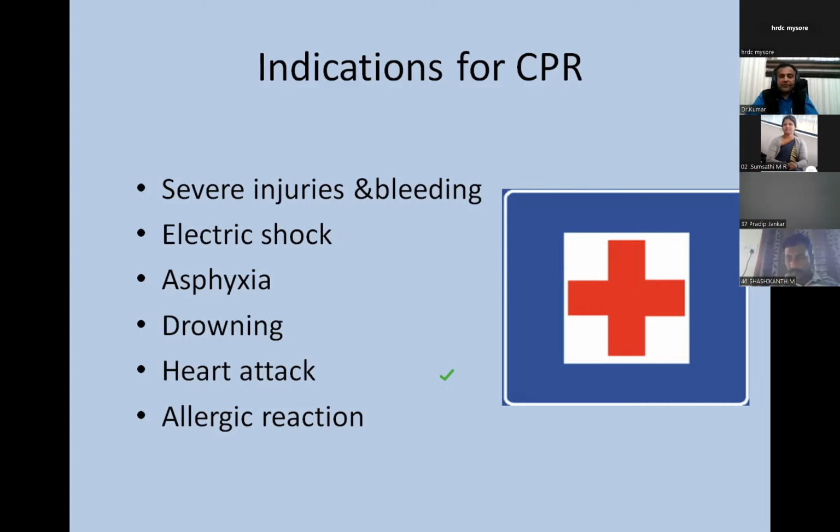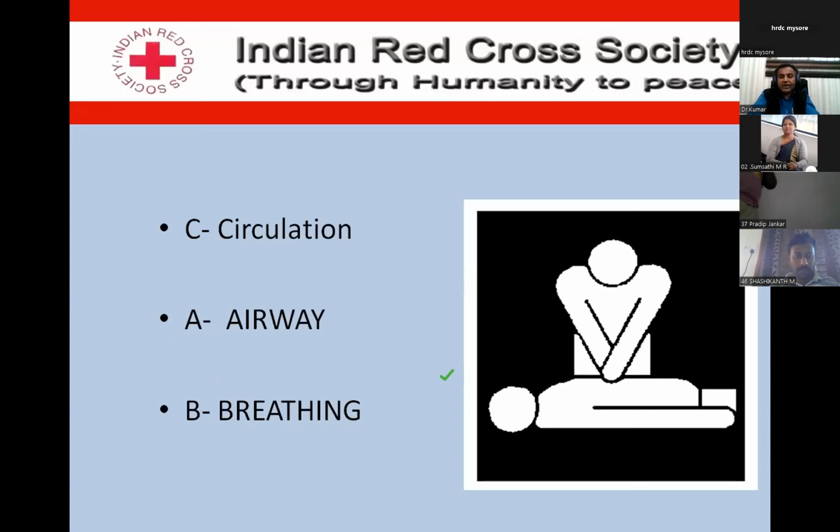This is not a part of disaster management, but it's a part of healthy living. If a person is healthy, fit and fine, he can save 100 other people. So it's very important. So that is the indication of CPR. What is CPR? Then we go to CPR. How exactly to perform CPR?